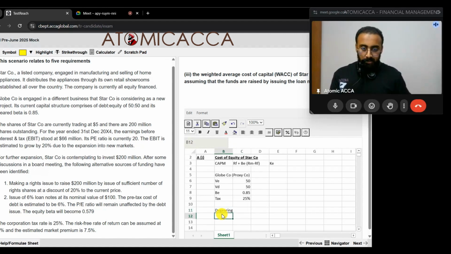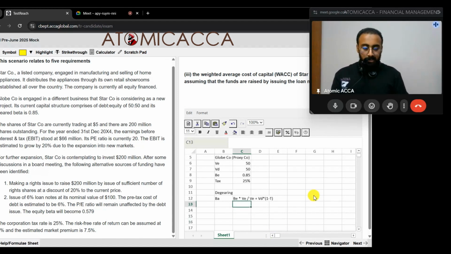What is the de-gearing formula? We're going to find the asset beta, meaning without the gearing part: beta equity multiplied by value of equity divided by value of equity plus value of debt into 1 minus tax rate. Okay, so this is what our formula would look like.